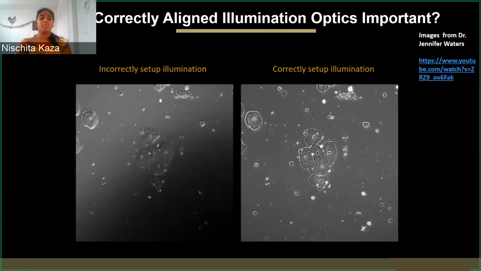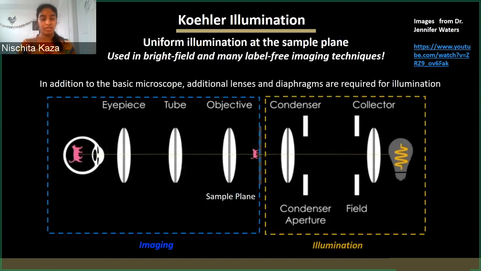The only difference between the 2 images is just the alignment of the illumination optics, so that you have a uniform illumination at the sample. So let's get a better sense of how to achieve this. This is usually achieved in most commercial microscopes by a method known as Koehler Illumination. This is used mostly for any bright field or wide field microscopy, as well as a majority of label-free techniques.